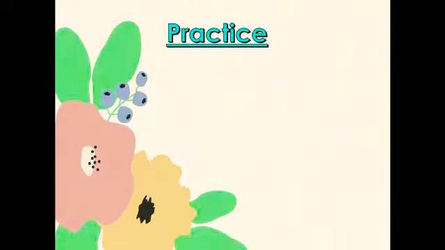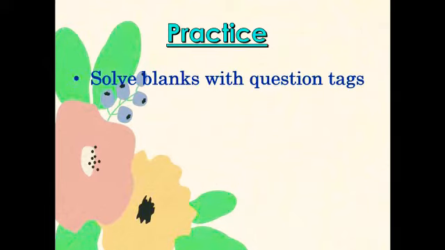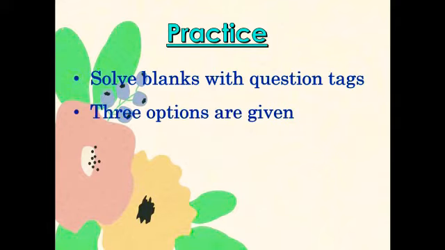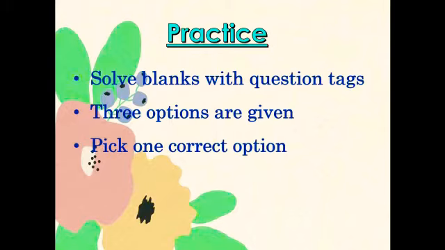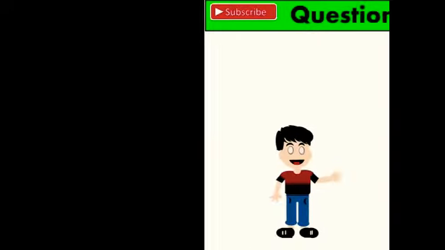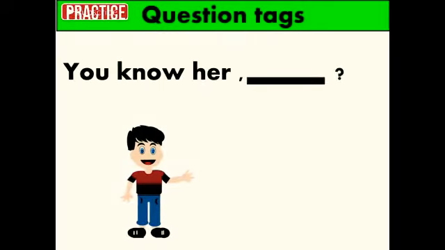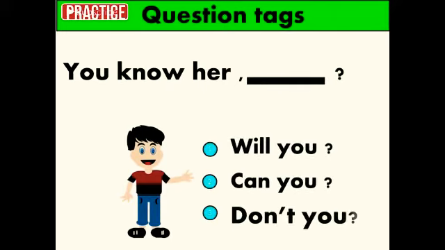I hope you got it now, but for more clarity, you have to practice question tags. So solve these blanks with me by putting question tags at the end of statements. Three options are given to you and you have to pick one correct option from these. So, see number 1. The first statement we have, you know her. Will you, can you are positive tags and we have to put a negative tag here because it's a positive statement. So don't you is the correct option.